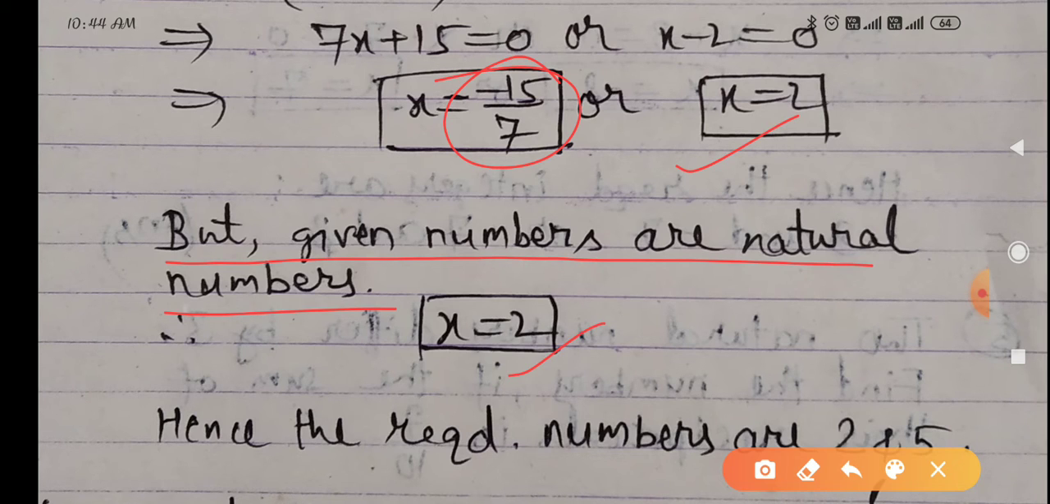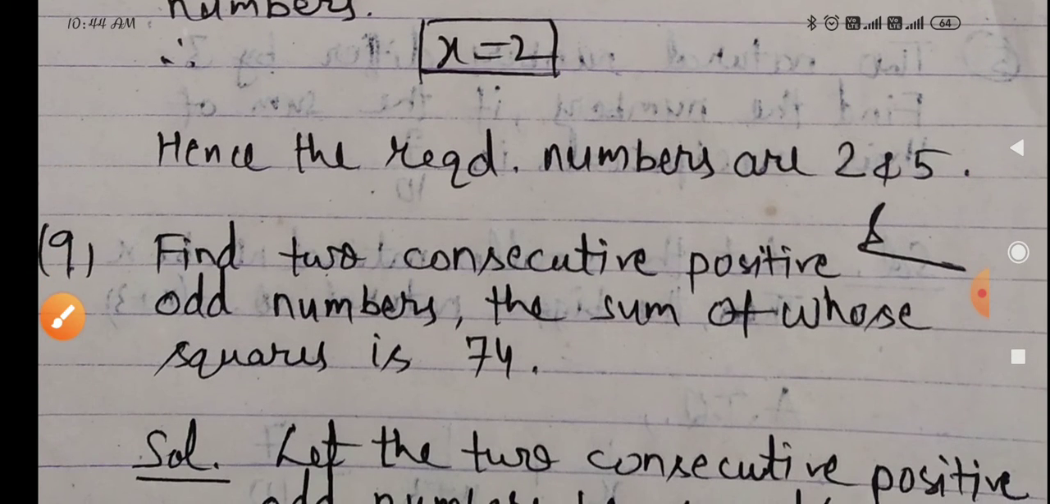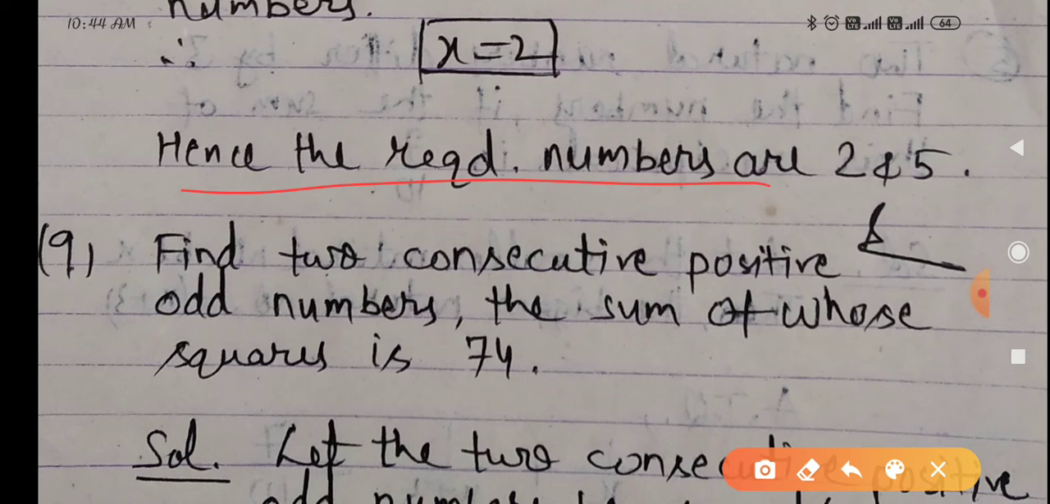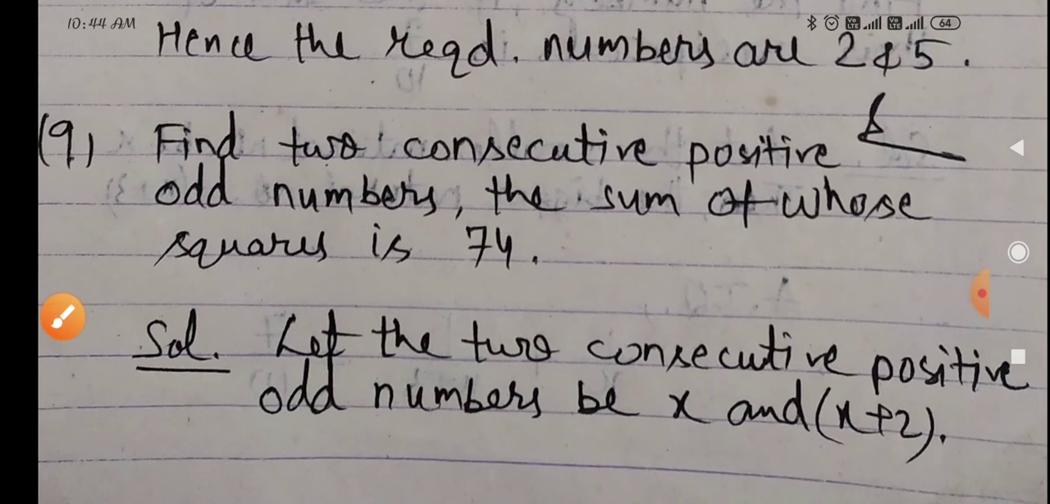And when x equals 2, what will be the required numbers? By taking x equals 2, hence the required numbers: the first number was x, the second number was x plus 3. So x is 2, x plus 3 will be 5. So that's why I have written, hence the required natural numbers are 2 and 5. So like this you can solve a word problem. One more question you see, ninth question.